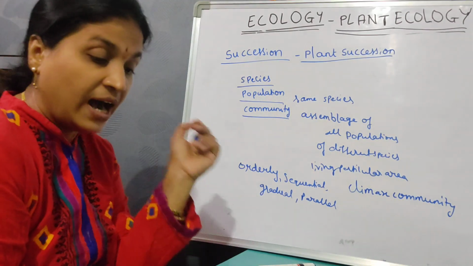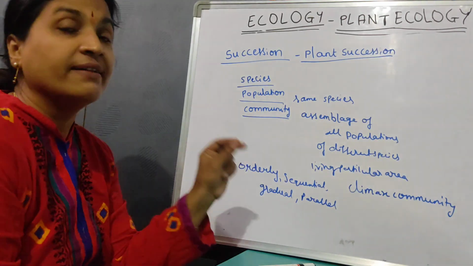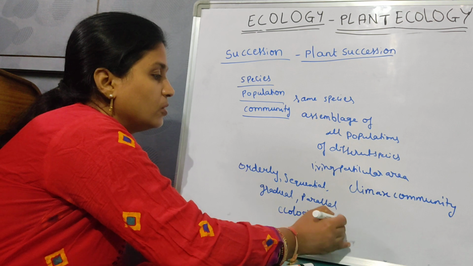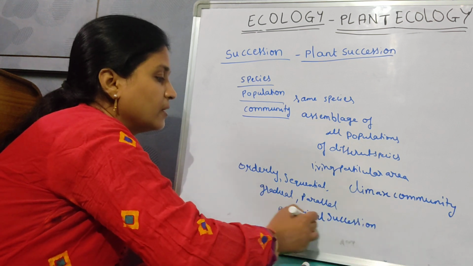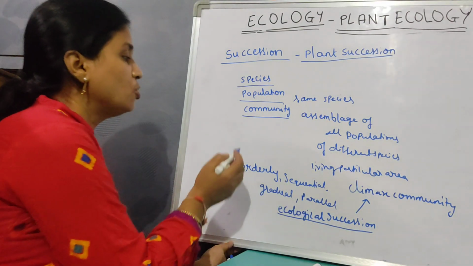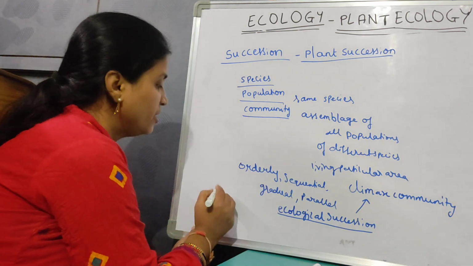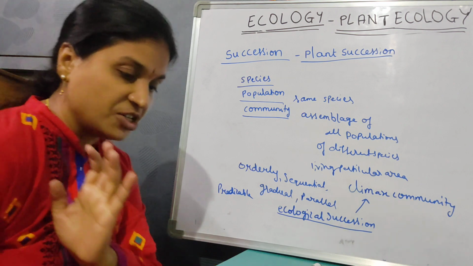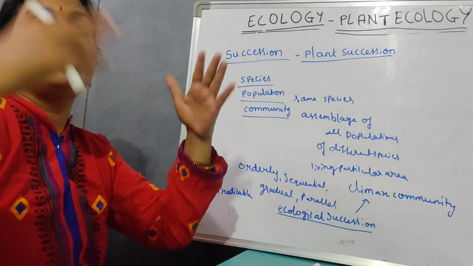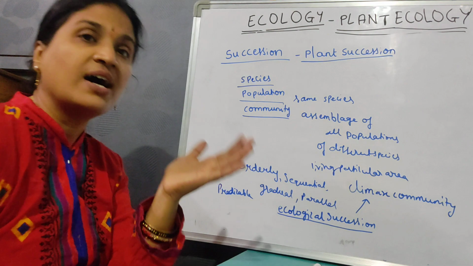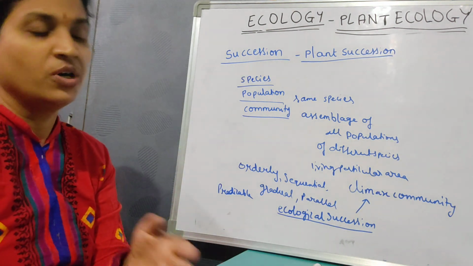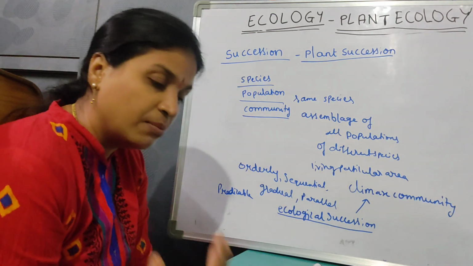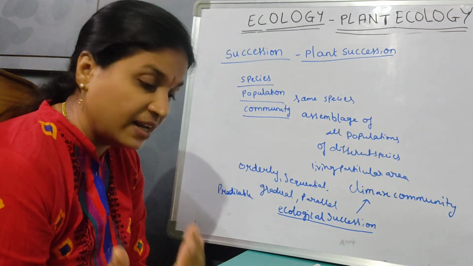The gradual and fairly predictable change in the species composition of the community is called ecological succession. This ecological succession will lead to the climax community. During this succession, a particular population will increase, and the other population will decline, or it may disappear totally. This is quite natural. During the succession, populations of other species may decline or even disappear.